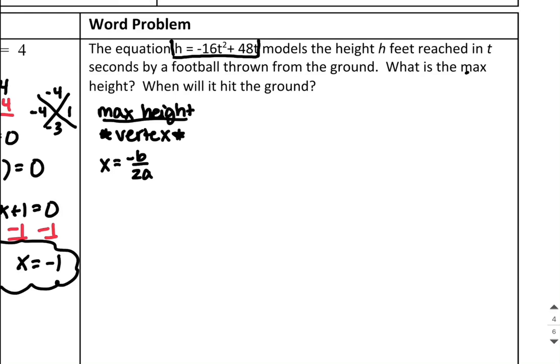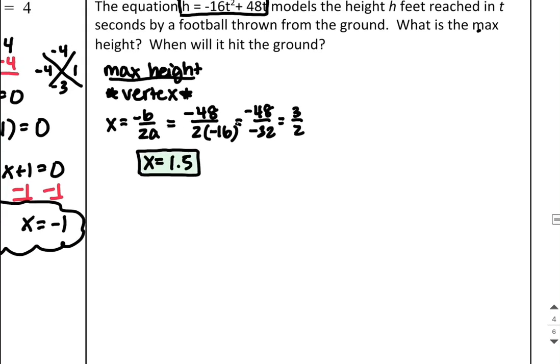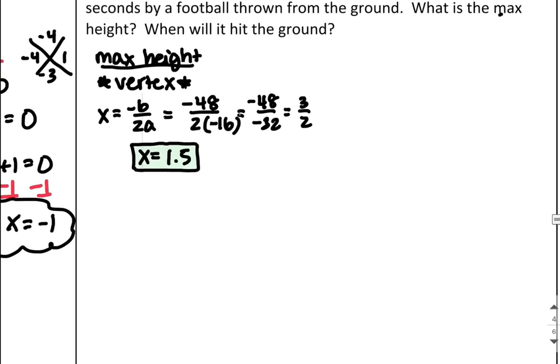So I know b is equal to 48. So I have -48 all over 2 times a is -16. And then I'm going to have -48 over -32, which I know is 3 over 2. I'm going to say decimal form, that's 1.5. So I have x is equal to 1.5 in my vertex. Then I need to find the y value because I need to know the height.